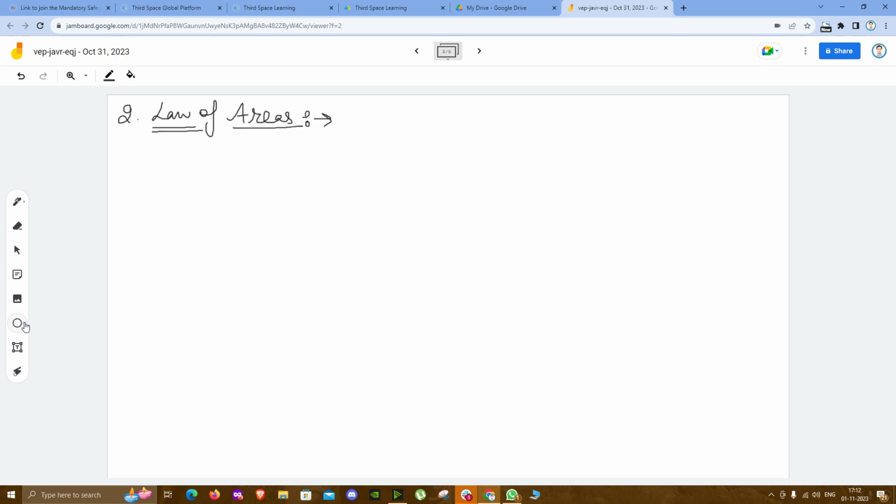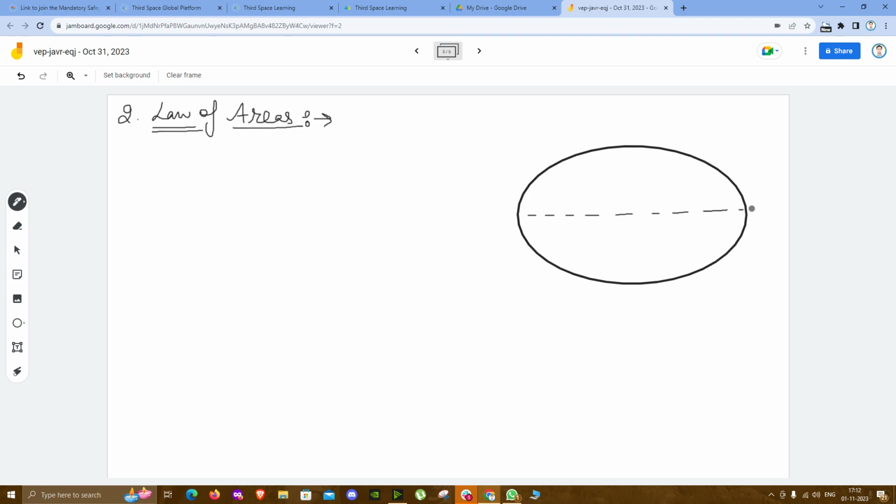Let me draw the elliptical orbit. See, this is the elliptical orbit about which the Earth is revolving around the Sun, and as you can see, this is the center line, and Sun is at one of the foci. Sun is here somewhere. Okay, this is a very important law. A little bit tricky to understand, but if you get it one time, you will be good to go.